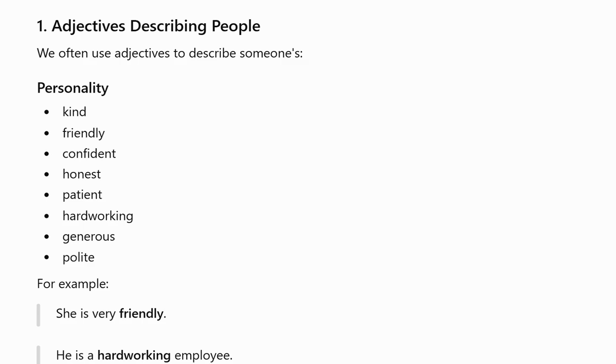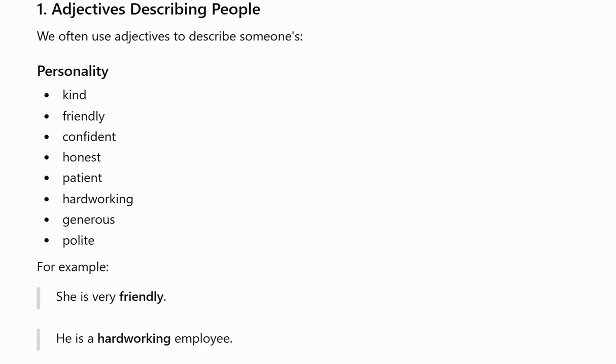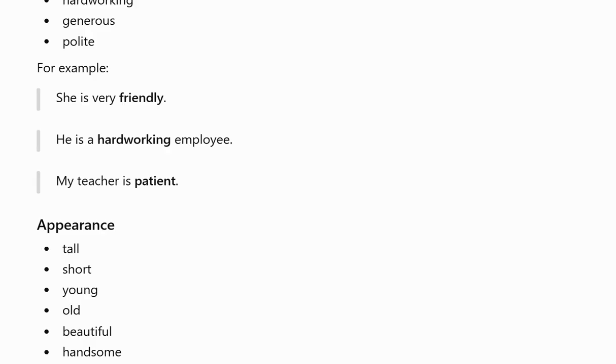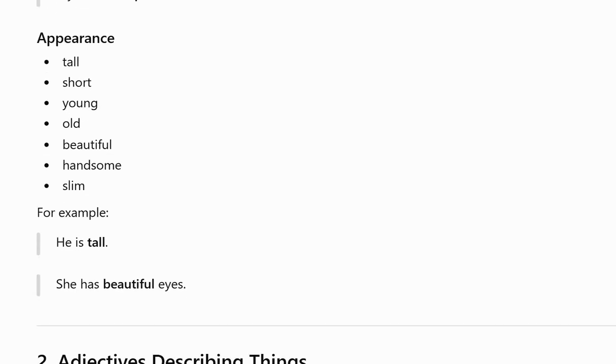Adjectives describing people. We often use adjectives to describe someone's personality: kind, friendly, confident, honest, patient, hardworking, generous, polite. For example, she is very friendly. She is a hardworking employee. My teacher is patient. Appearance: tall, short, young, old, beautiful, handsome, slim. For example, he is tall. She has beautiful eyes.